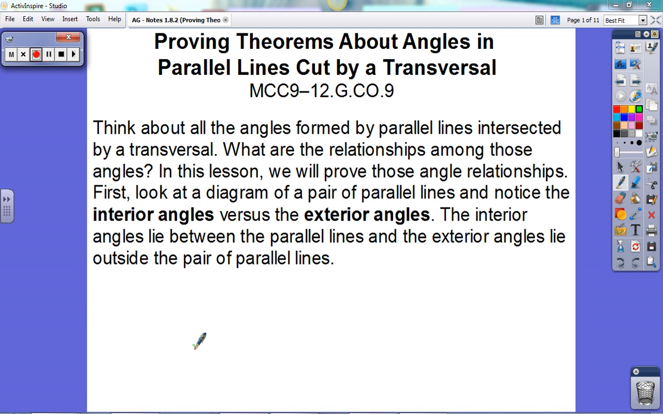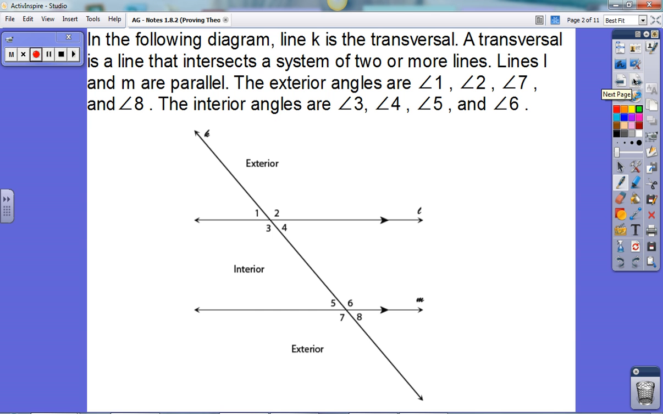In this lesson, we're going to look at proving theorems about angles in parallel lines cut by a transversal. We've briefly talked about this in class, and you should have already talked about this in your middle school experience. But we're going to go over some definitions of the types of angles, and then we'll look at some examples. The first thing to note is the difference between interior and exterior angles.